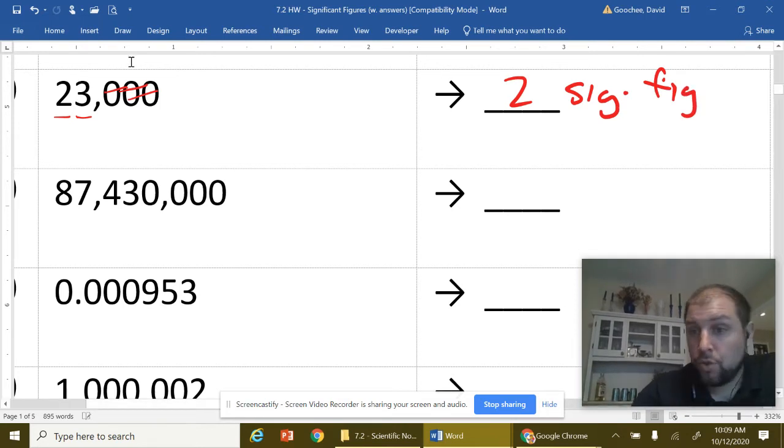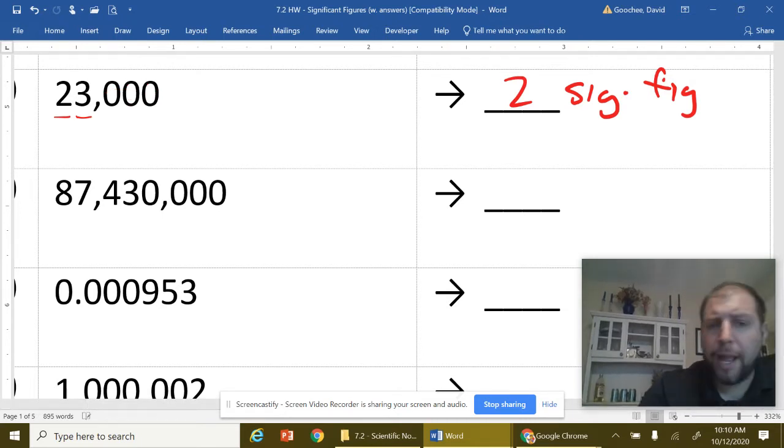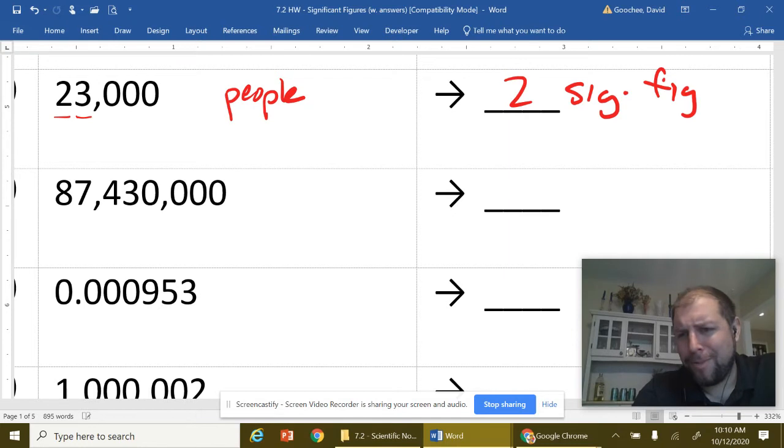It's still 23,000. It's not 23. That's not what I'm saying. Perhaps this represents the population of some small town, I don't know, Booger, Wyoming, 23,000 people. But is it really 23,000 people? No, it's probably not. The population of Booger, Wyoming, or wherever it was that I just said, is not 23,000 people.